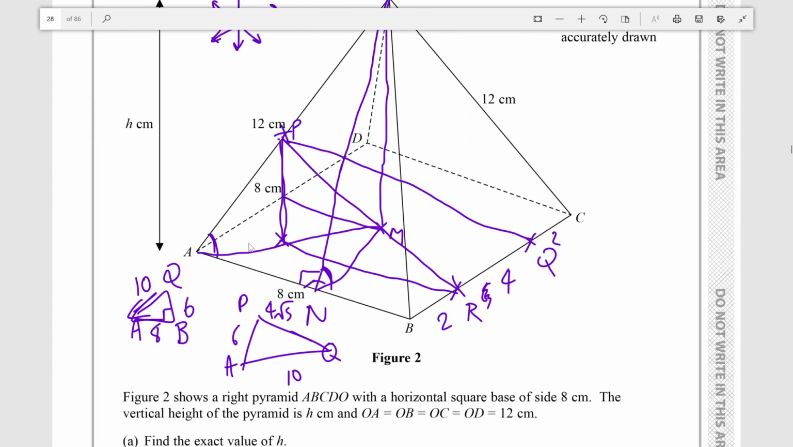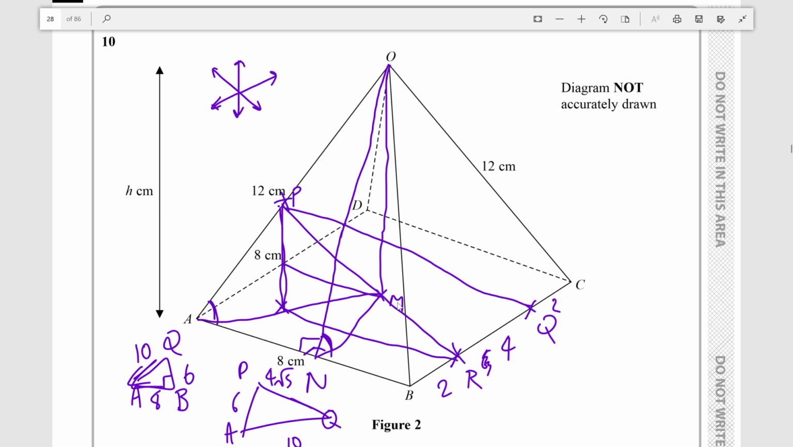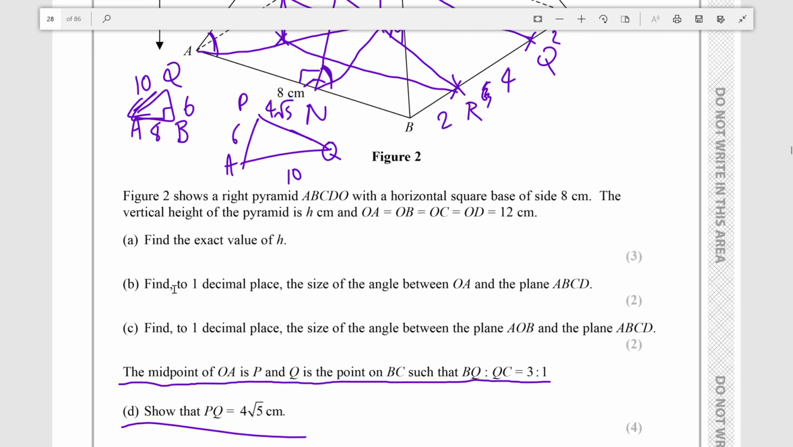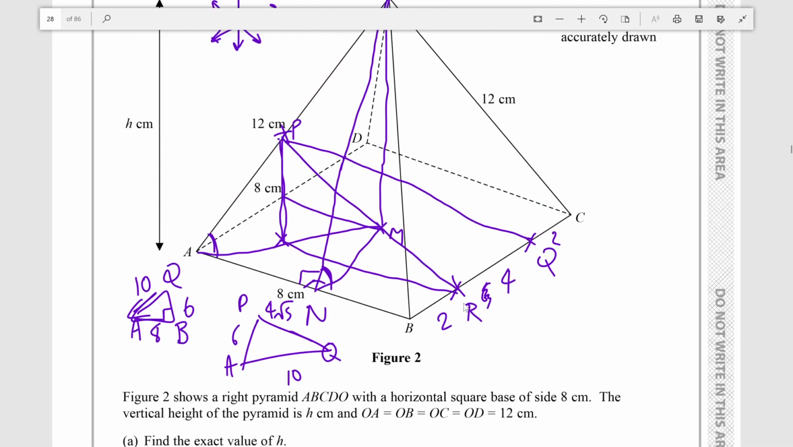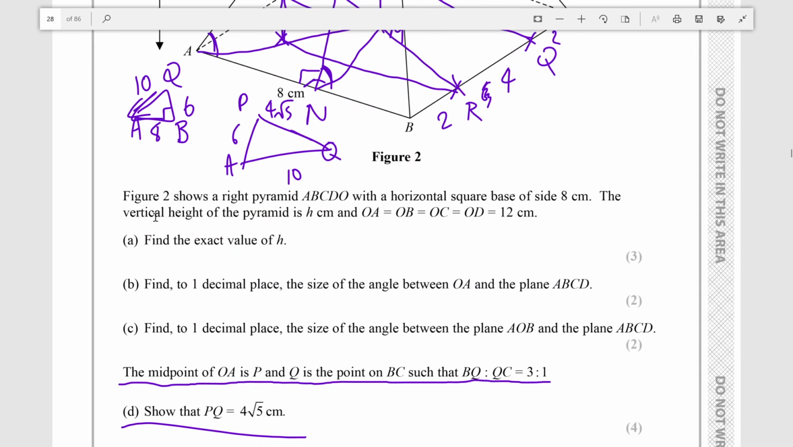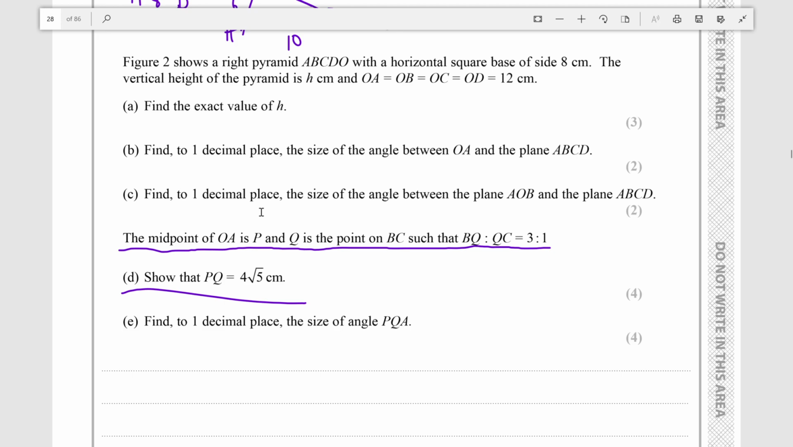We find the exact value of h from this right angled triangle here, AMO, by constructing the right angled triangle from a corner to the midpoint of the square, and then find to one decimal place the size of the angle between O and the plane ABCD. So we'll find the angle here using the right triangle OMA, and then find to one decimal place the size of the angle between the plane AOB and the plane ABCD.